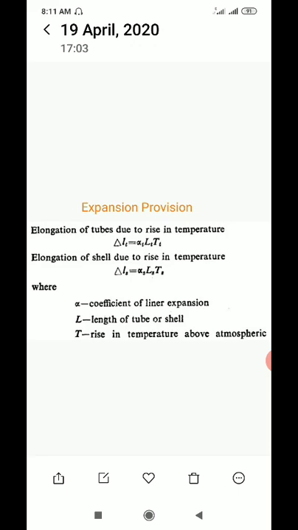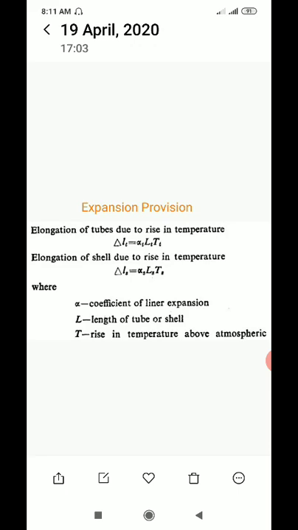If the free expansion due to rise in temperature is prevented, the stresses in the shell and tube can be calculated as follows. Elongation of tube due to rise in temperature, delta LT, is equal to alpha T LT TT. Similarly, elongation of shell due to rise in temperature, delta LS, is equal to alpha S LS TS, where alpha is the coefficient of linear expansion, L is the length of the tube or shell, and T is the rise in temperature above atmospheric temperature.